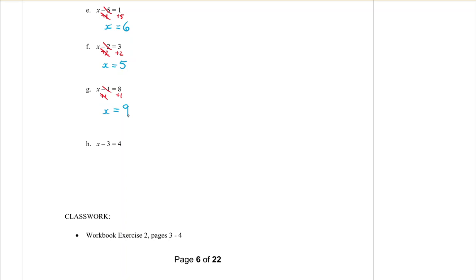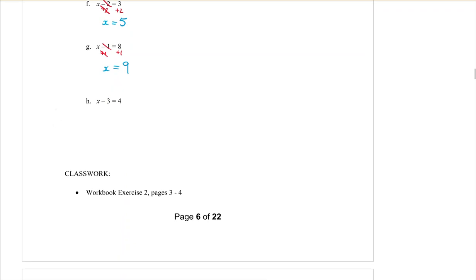And H, last one, x minus 3 equals 4. Opposite of minus 3 is to plus 3. Cross off minus 3 plus 3. And that means x is equal to 4 plus 3, which is 7.